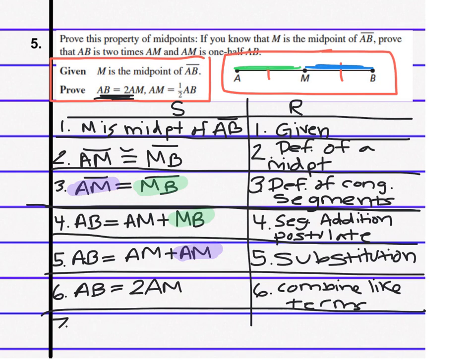Okay, now the other thing it's asking us to prove is that AM equals 1/2 AB. So AM. How can I get AM by itself? How can I get rid of that 2? Well, I can divide out a 2. That would give me 1/2 AB. AB divided by the 2 is the same as 1/2. These 2's cancel, and I get AM. So how did I do that? I just divided. Division property of equality.